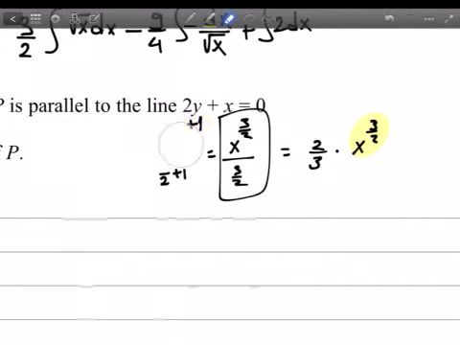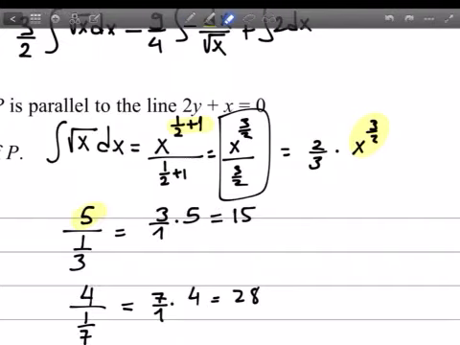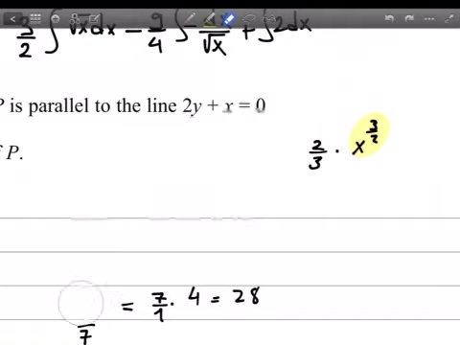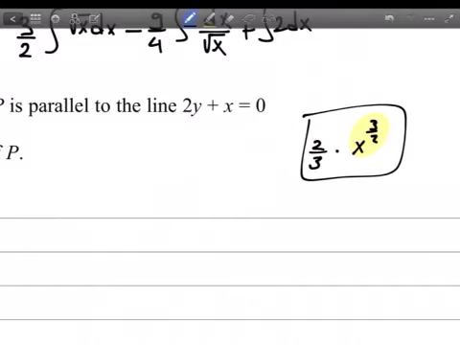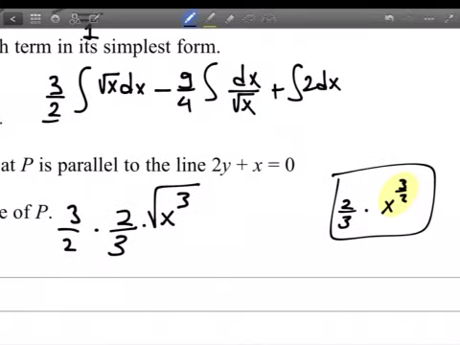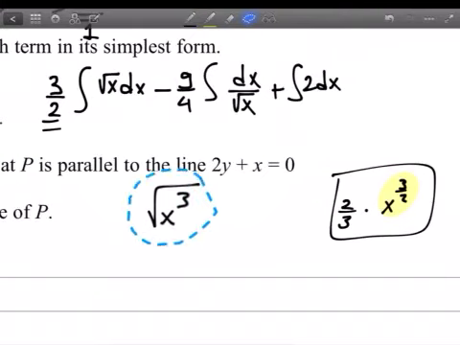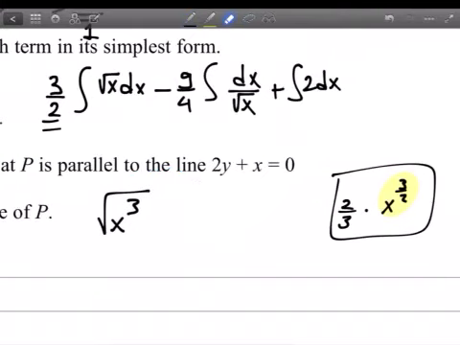And we have here 2 over 3 times x to the power of 3 with square root. Here we have a constant, 3 over 2. These are cancelled, and we have this one as the first part.